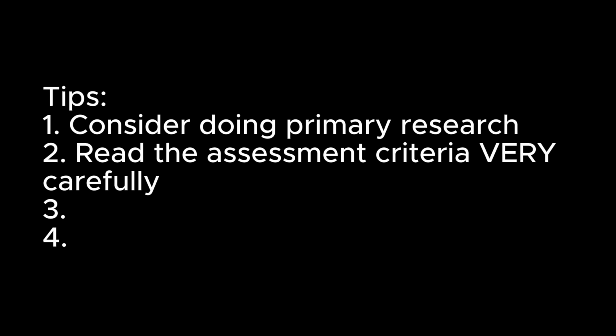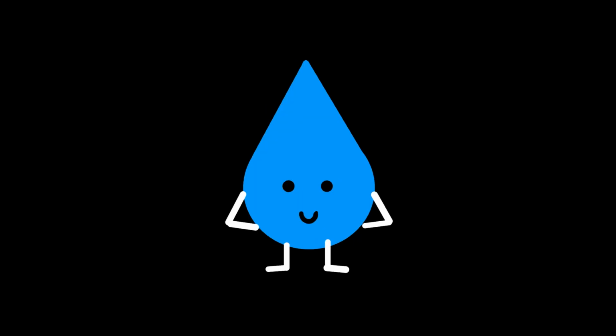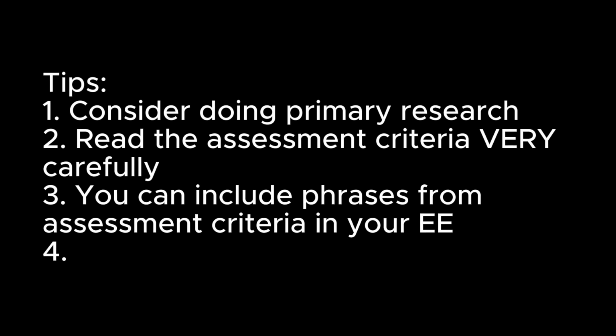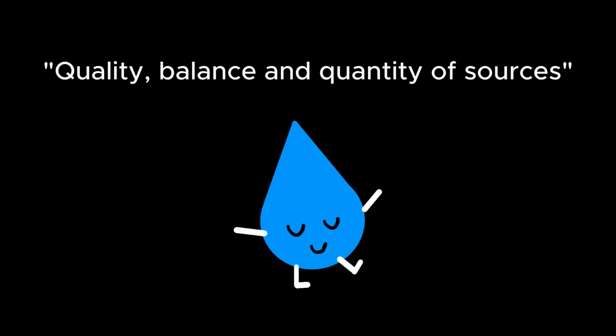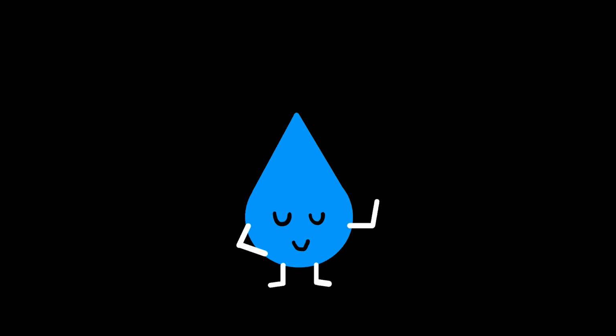2. Read the assessment criteria very carefully. Not just the general one, but also the one specific to biology. Make sure you include everything they mentioned. 3. On a related note, you can include phrases from the assessment criteria, such as having a heading that says quality, balance, and quantity of sources, or starting a paragraph with that. Again, this is not a requirement, but it helps examiners find where everything is.